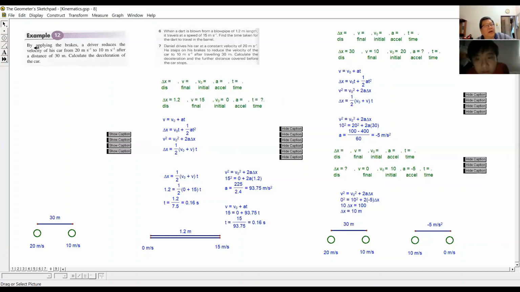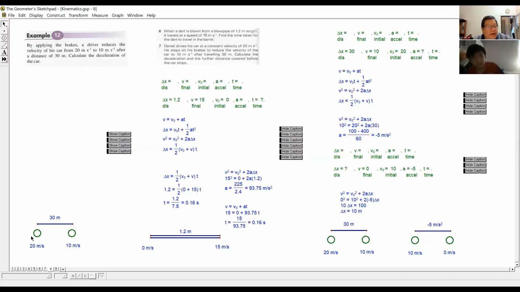If they ask you to calculate, you don't have to worry whether it's deceleration or acceleration, because if it is acceleration, automatically your answer will be a positive a. If it is deceleration, your answer will automatically be a negative a. So you don't have to worry. Only when the acceleration or deceleration is given do you have to worry about putting a positive or negative sign in front of the number. In this case, you don't need to worry.